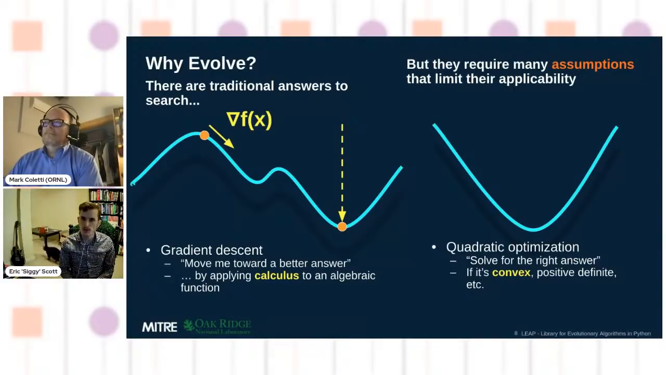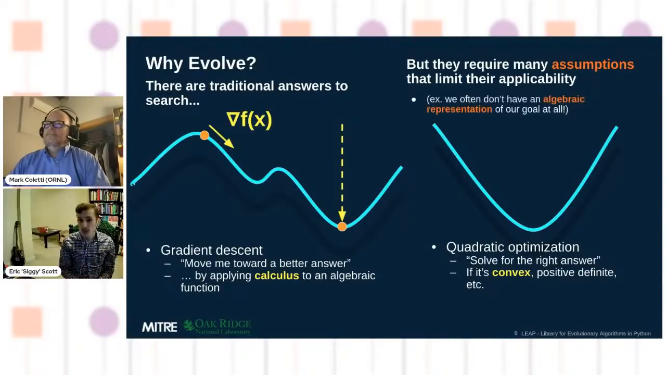So the theme I want you to recognize here is that a lot of these traditional approaches to solving problems of this kind are limited by the assumptions they make. You can't apply gradient descent if you can't compute a gradient, and so on. And in particular, we often don't even have an algebraic representation of our problem in many, many cases, especially complex applications, making it very difficult to apply these methods, especially not directly.